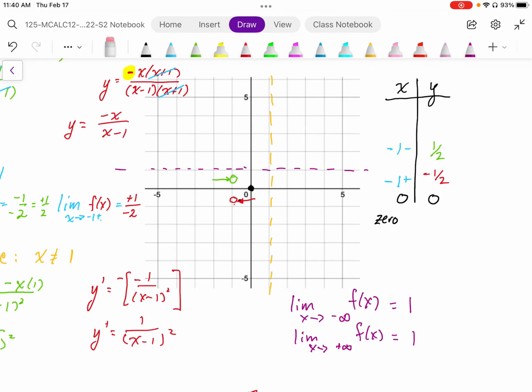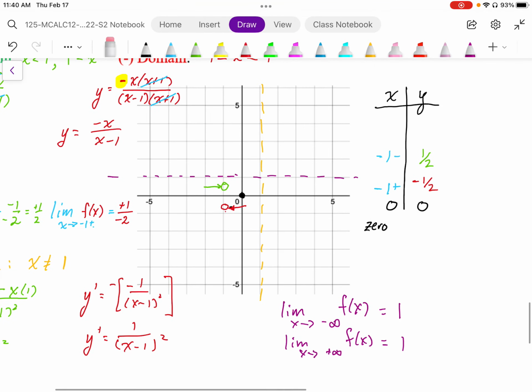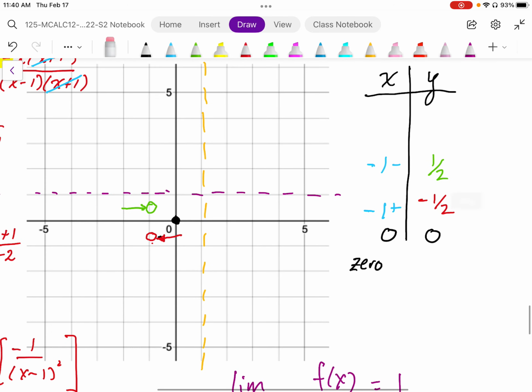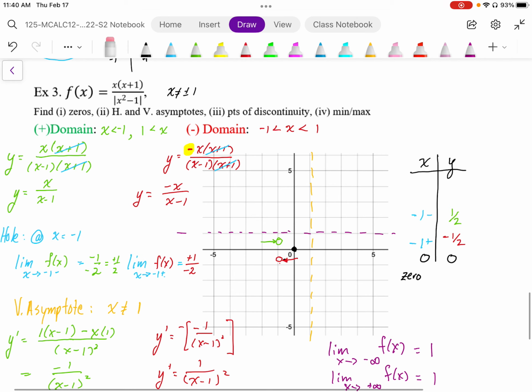So I've now got lots of parts of my graph. I'm going to add in here a 0. So there's a 0 at (0, 0), and I can determine that based on the numerator of the original function. And I can see in the numerator, I have a 0 factor and a -1 factor. It can't be -1 because we know that that is a restricted value.